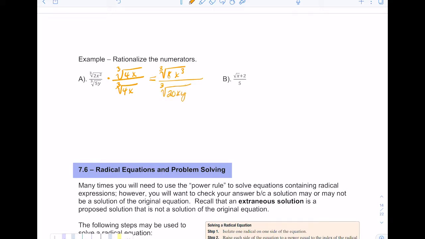Okay, remember we're trying to remove the radical in the numerator this time. So the numerator should simplify to an expression without the radical. If you take the cubed root of 8, you get 2, and the cubed root of x cubed just gives us x. Okay, so the radical's gone. And now we're just going to divide by the cubed root of 20xy.